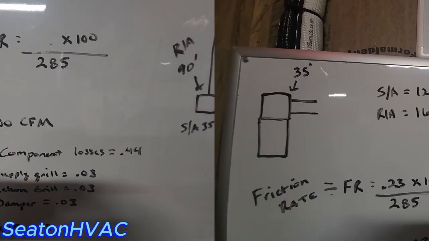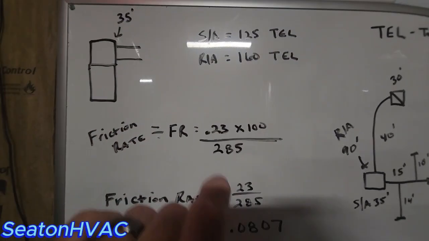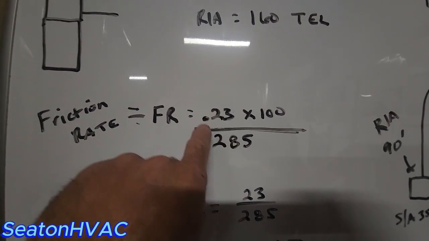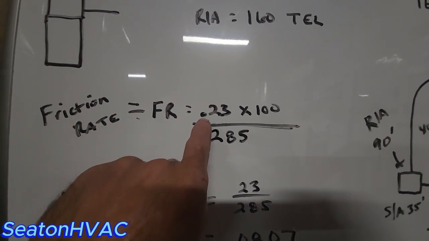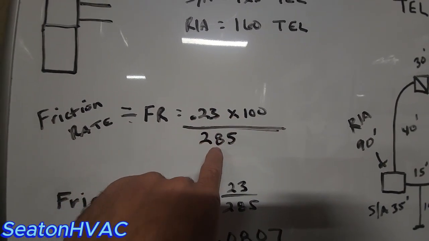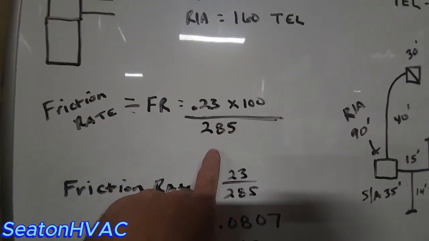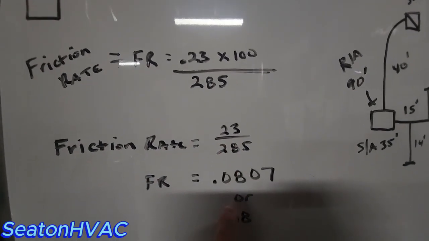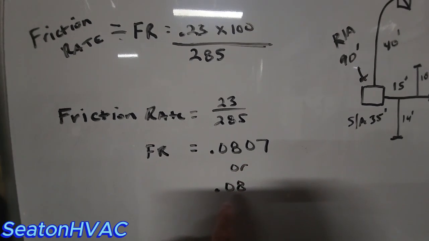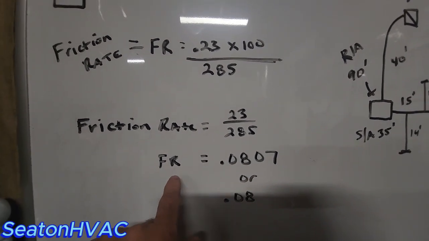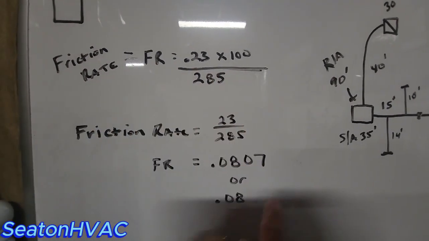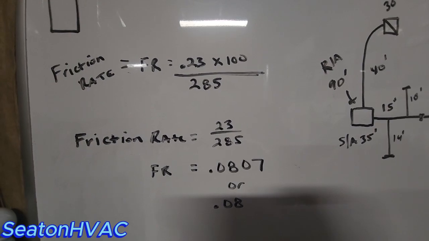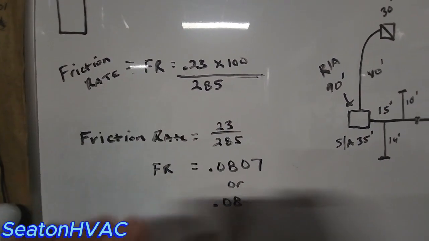Okay guys, I cleared this and wrote this out for you. Remember, this was our available static pressure. This is basically the budget we have in our duct system. It was 0.23 times 100 over our total equivalent length of duct, which was 285. That gives you 23 over 285, and that converts to 0.0807 or just 0.08 on your slide rule. So that's how we get our friction rate on our ductulator. It's not static pressure, it's our friction rate that we have. I call it a budget for our duct system.